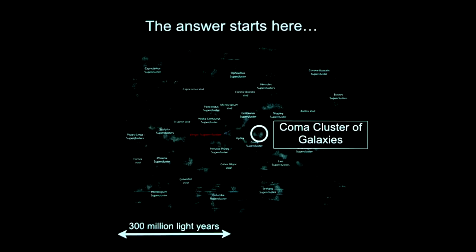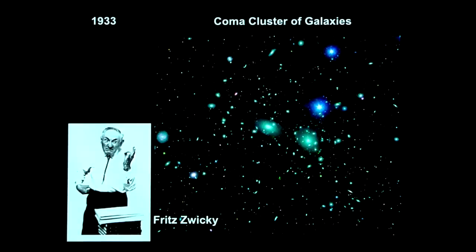The clue to the answer to this problem started here, in this clump of stuff in our local neighborhood. It's called the Coma cluster of galaxies. The Coma cluster is a group of galaxies that are swarming around each other like bees in a hive. This is a picture of it.